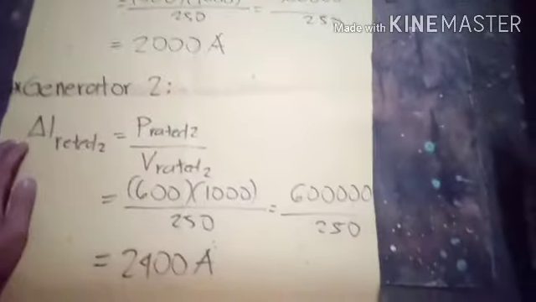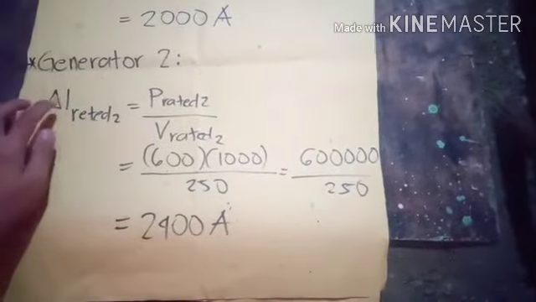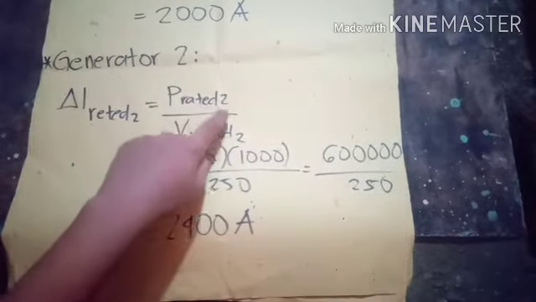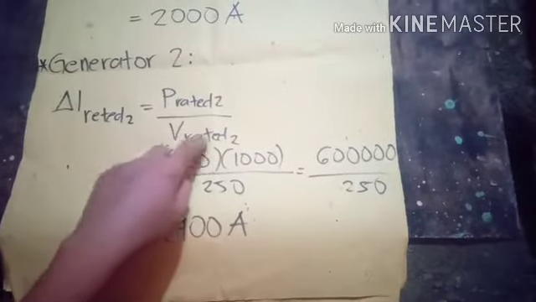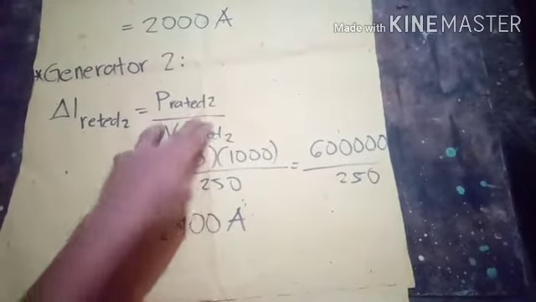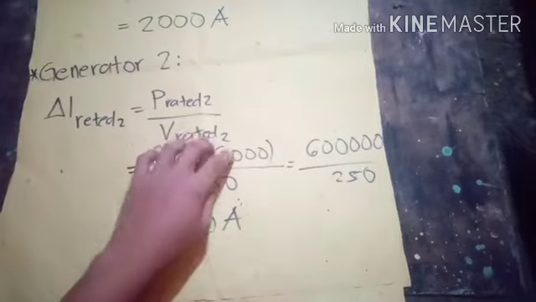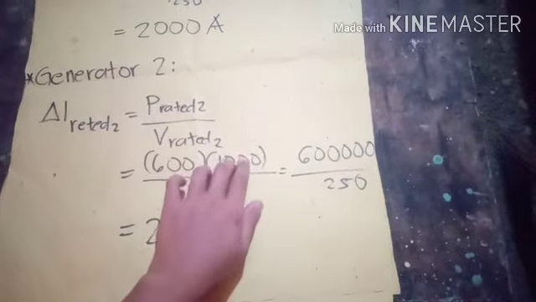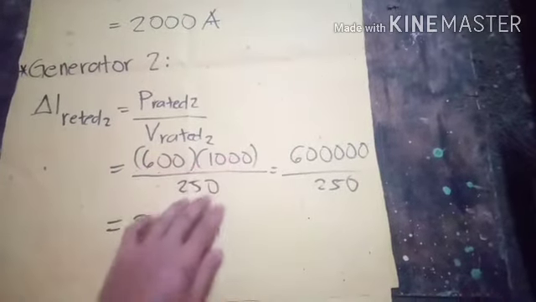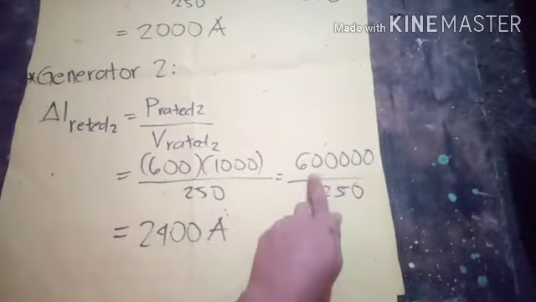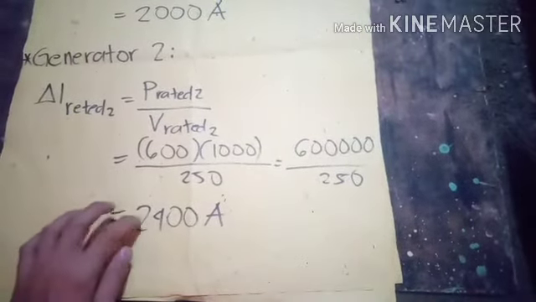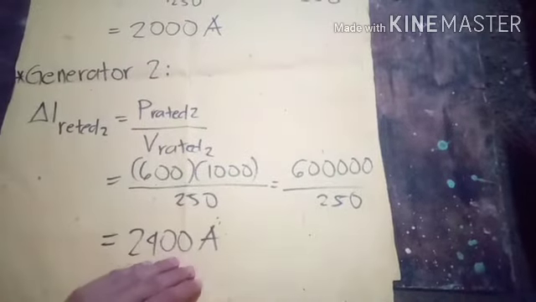For generator 2, I rated sub 2 is equal to P rated sub 2 over V rated sub 2, wherein P rated sub 2 is equal to 600 times 1000, wherein 1000 is for the kilowatt rating, so 600 times 1000 over 250 is equal to 600,000 over 250, which equals 2400 ampere.